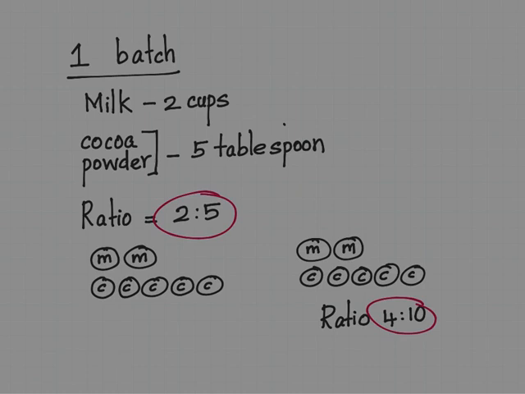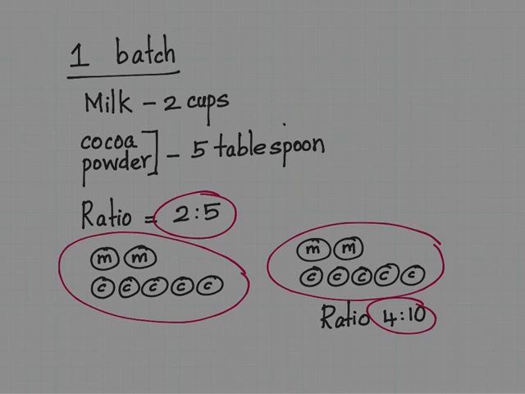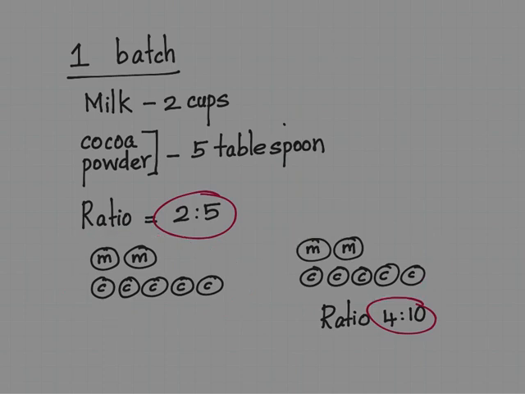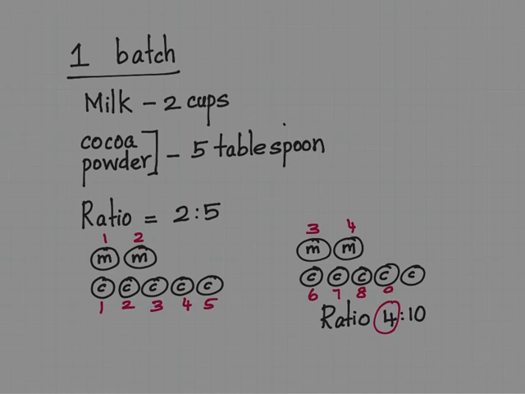So how did we get 4:10? So multiply or double the first ratio. So this is the first batch. Double it. When you double it, you have 1, 2, 3, 4, 4 for milk, and then 1, 2, 3, 4, 5, 6, 7, 8, 9, 10, and 10 for cocoa powder.